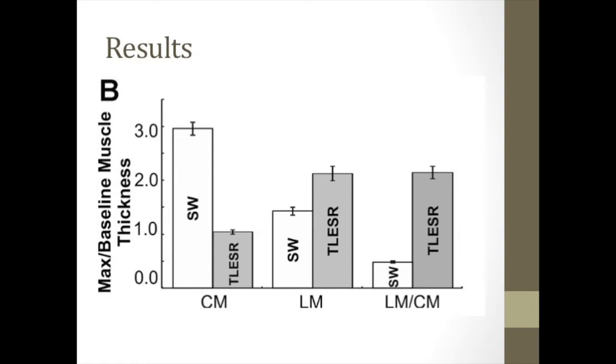So now let's move on to the results. For this figure, B is a summary of the entire findings of the group in terms of the muscle thickness. SW stands for swallowing, which would be the peristalsis muscle contractions, while TLESR is the other type of muscle contraction in which contents would go backwards from the stomach to the mouth. What we see here is the maximum muscle thickness possible to the baseline muscle thickness ratio. The CM and LM again stand for circular muscle and longitudinal muscle.